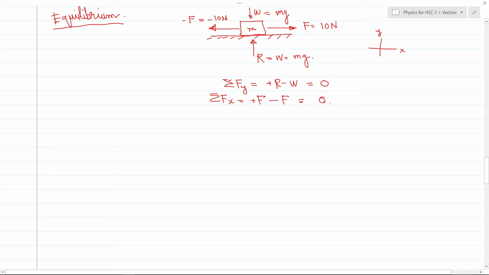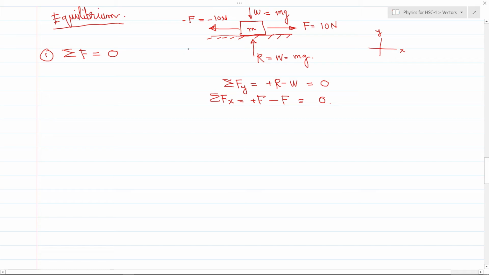So this is our first condition of equilibrium: the summation of all the forces acting on a body should be equal to 0. That means all the forces acting in positive x direction should be equal to the forces acting in negative x direction. The forces acting in vertical direction upward should be balanced by the downward forces. In that case, this body will remain stationary and we will say that it is in equilibrium.